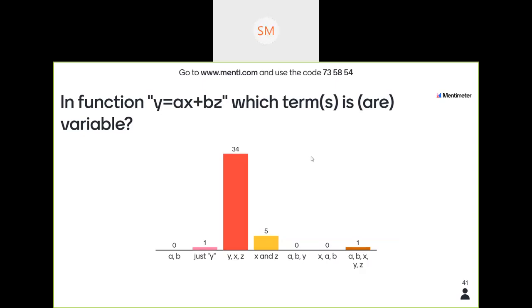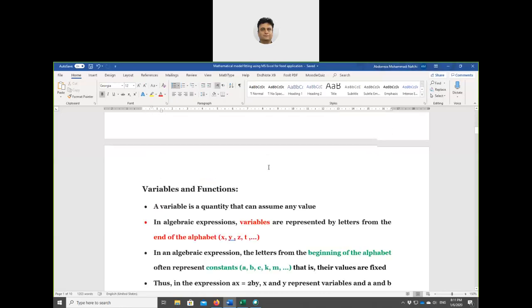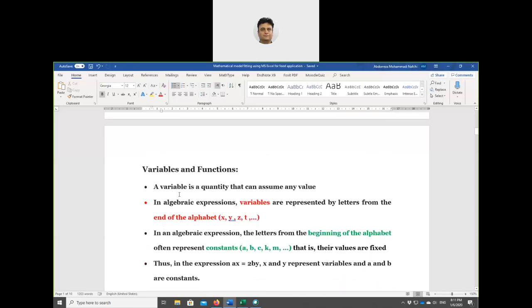Most of you are doing correct. x, y, and z are variables here. Yeah, correct.